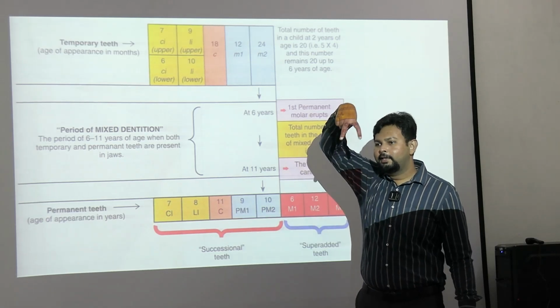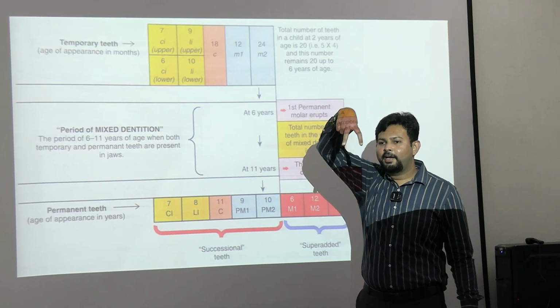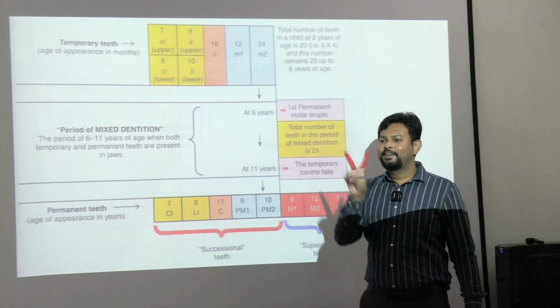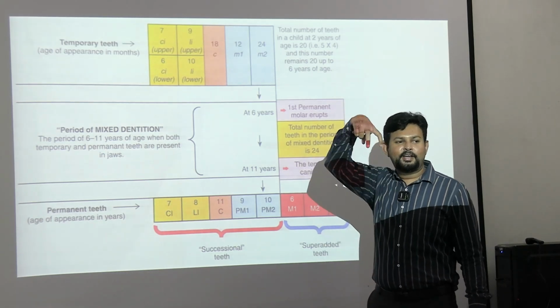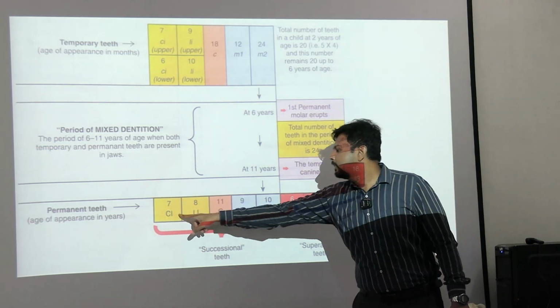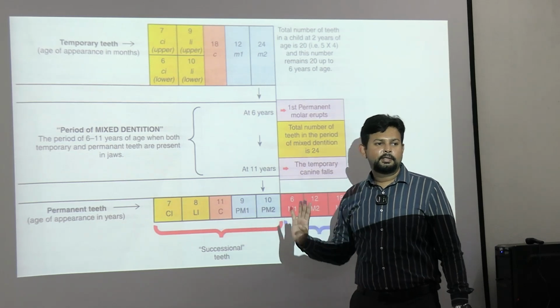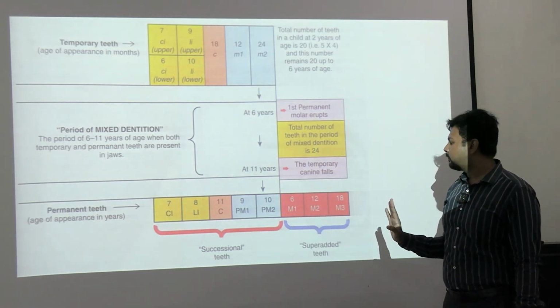It is like sharp pointed. It says I am 11, I am 11. Go downside also. Okay, 11. Canines 11 years. 7, 8, 9, 10, then 11 years canine. Clear? Very easy to remember.